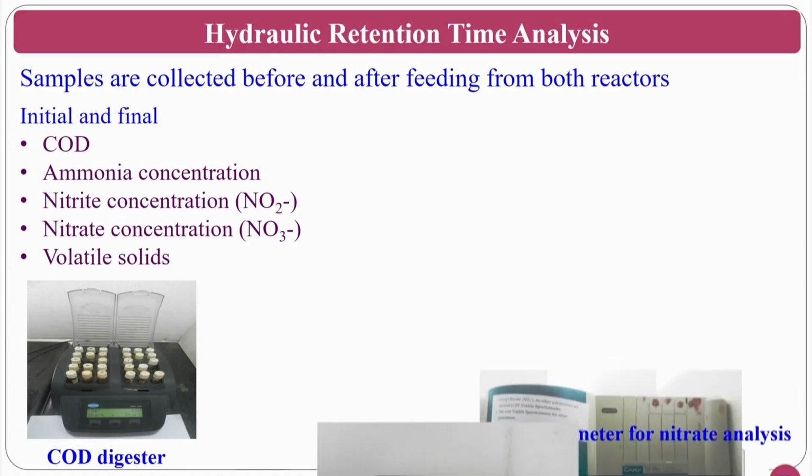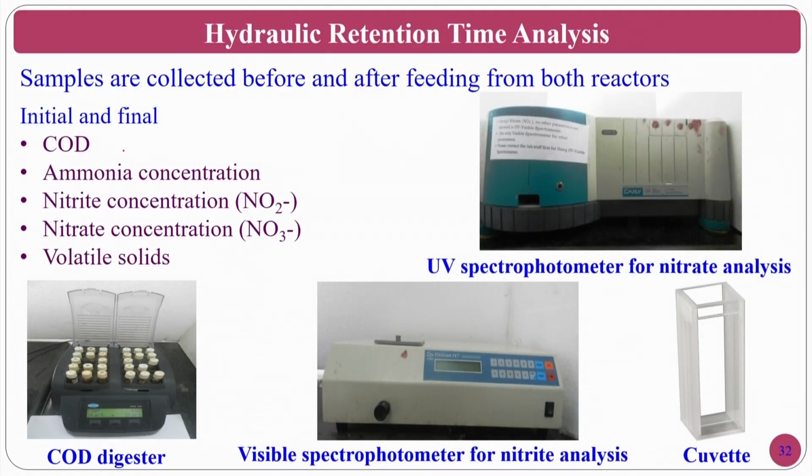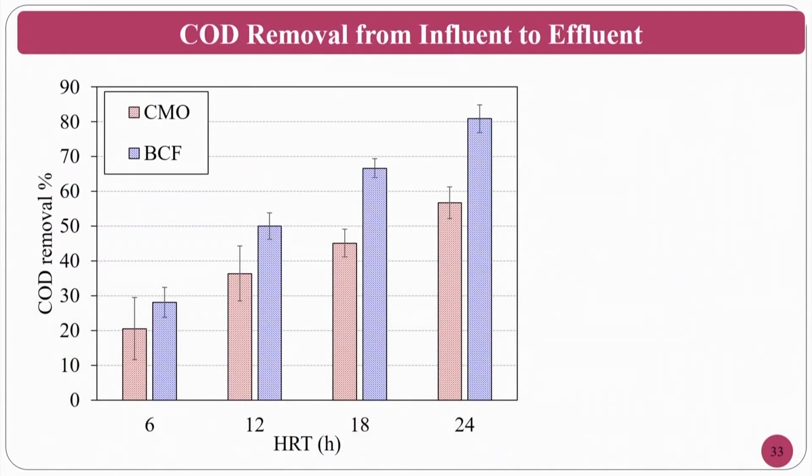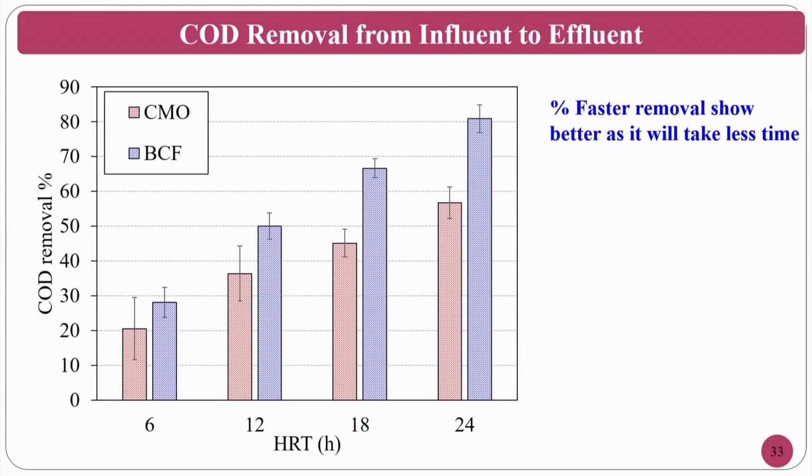Okay. So, samples, normally ammonia concentration and COD, will all be tested by using the COD digester and UV spectrophotometer. For nitrate analysis, you need a cuvette where you keep the sample, and a visible spectrometer. All these things are some of the equipment that you require at laboratory scale to test COD, BOD analysis and other things.